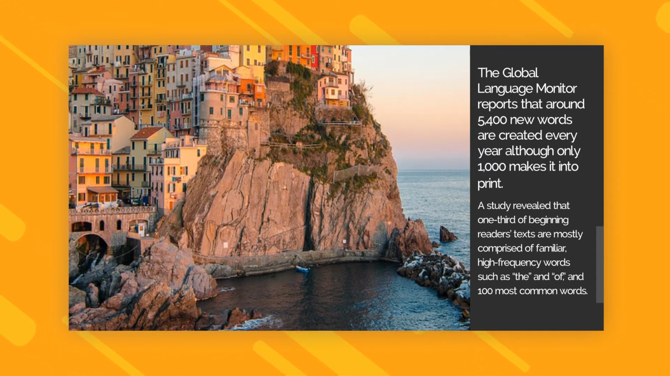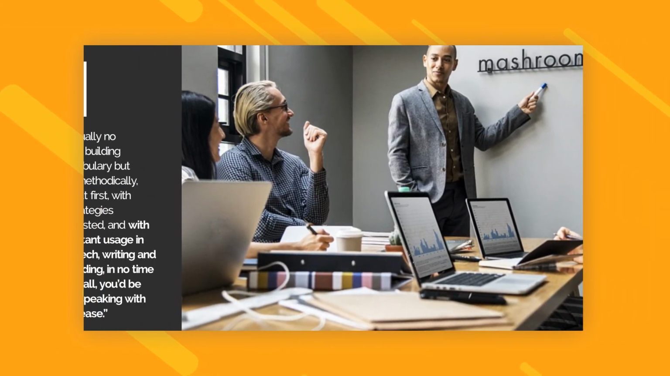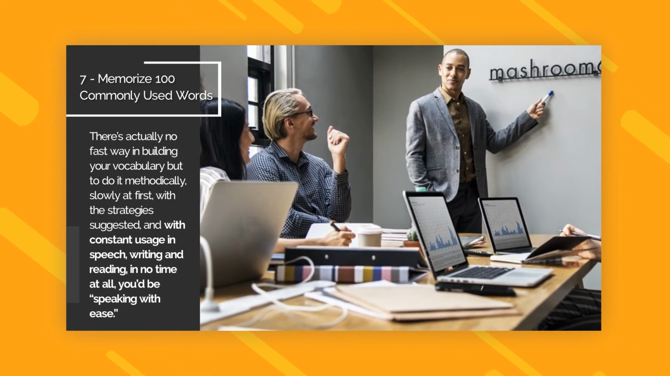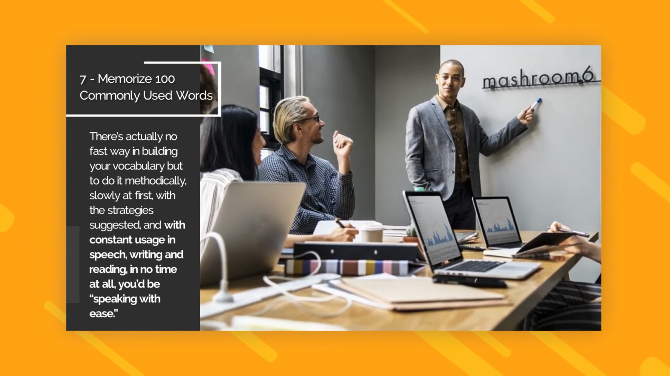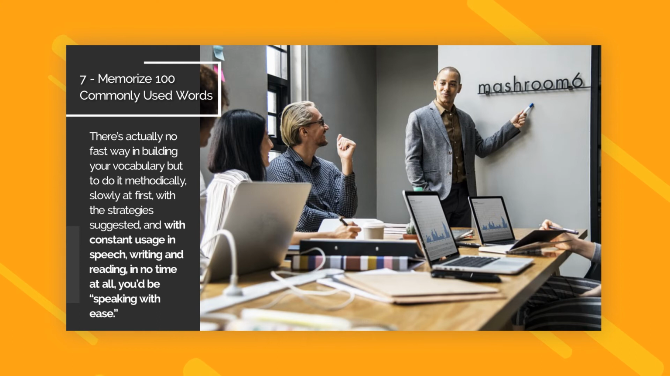However, if you struggle with decoding a word, you need to spend a lot of time practicing reading books, and thus encounter irregularly spelled sight words as often. A study revealed that 1/3 of beginning readers' texts are mostly comprised of familiar, high-frequency words such as the and of, and almost half of the words in print are comprised of the 100 most common words. These words need to be learned to the point of automaticity so that smooth, fluent word recognition and reading can take place. This step comes as the fourth means of building your vocabulary if you decide to take these steps further.